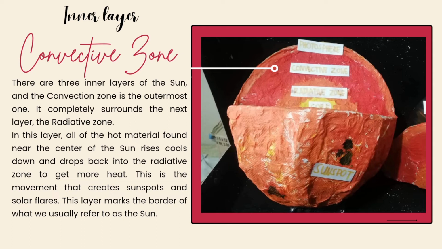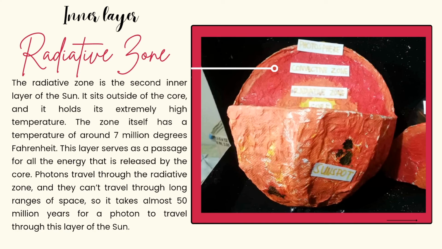In this layer, all of the hot material found near the center of the sun rises, cools down, and drops back into the radiative zone to get more heat. This is the movement that creates sunspots and solar flares. This layer marks the border of what we usually refer to as the sun.